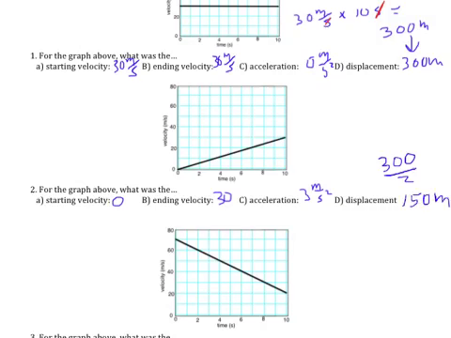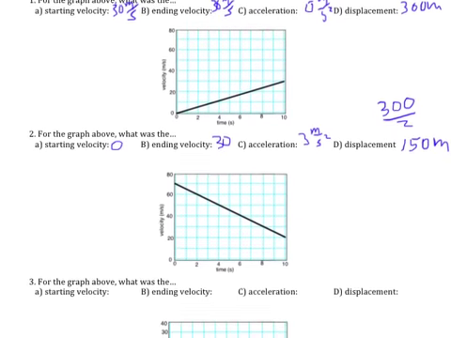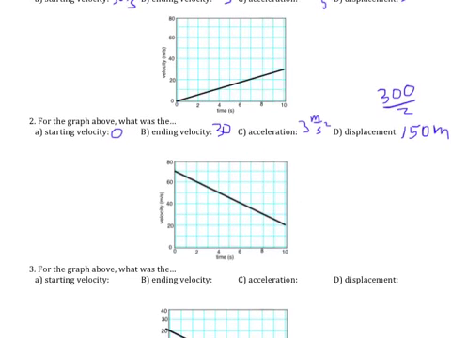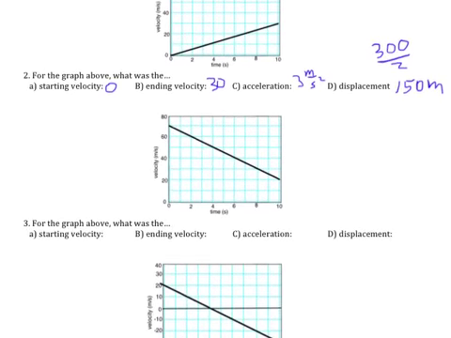Let's try another one that gets a little bit trickier. If you see one on the AP test, it's likely to look like this here, where you've got to do a little bit more work. Here I started at 70. I'll just put 70 meters per second, but I'm not going to write the meters per second. My ending velocity in this case came down here to 20.